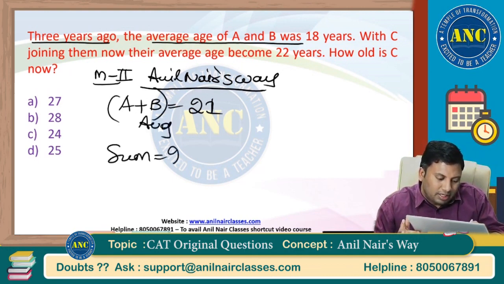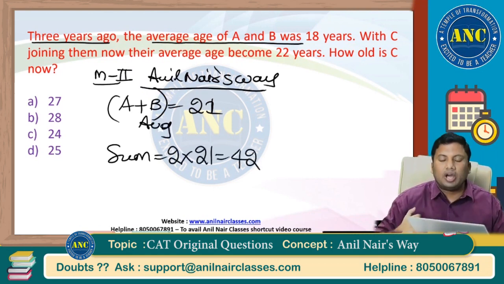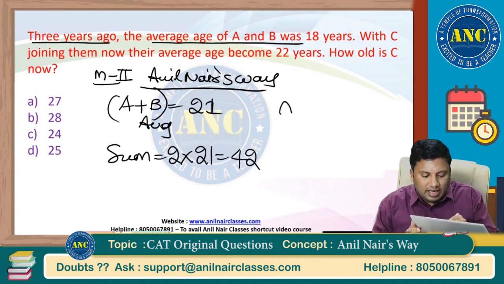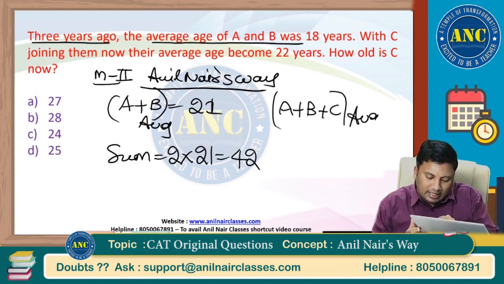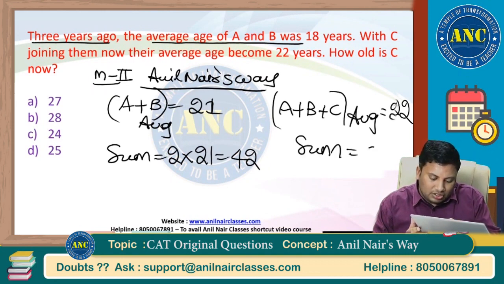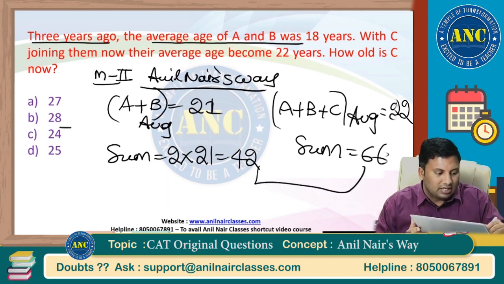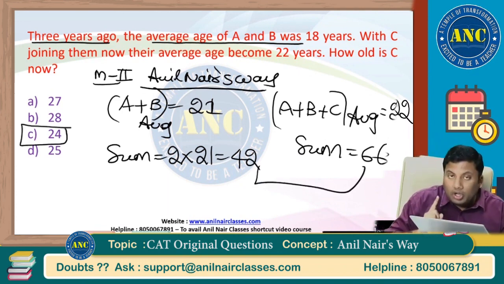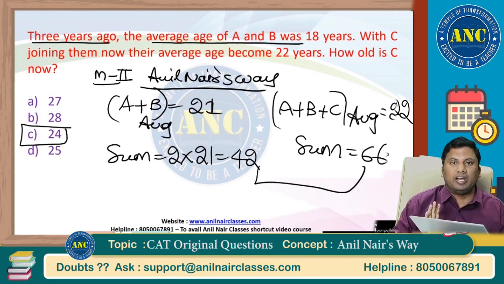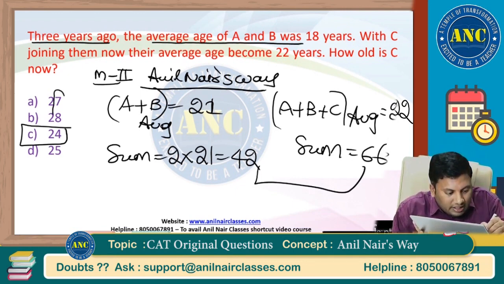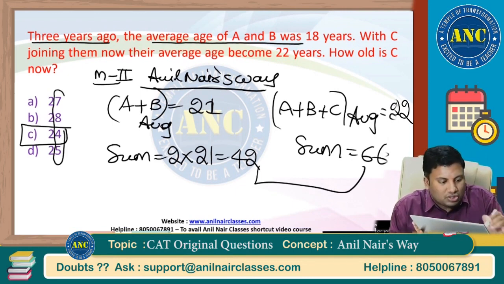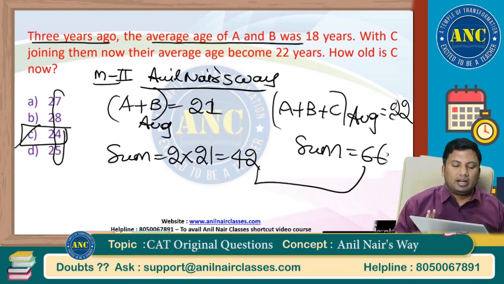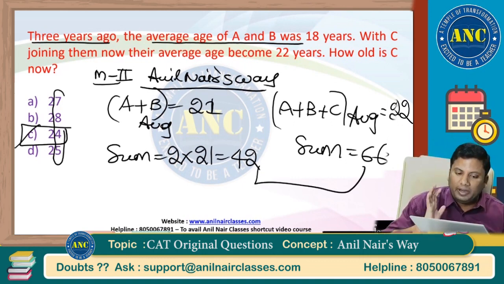Sum is nothing but 2 into 21, 42. With C joining right now, average age is 22. A plus B plus C, sum is nothing but 66. What is C? Don't subtract 66 minus 42 fully, all the unit digits are different. 6 minus 2 is 4. So I will tick mark 24. I hope it is clear.